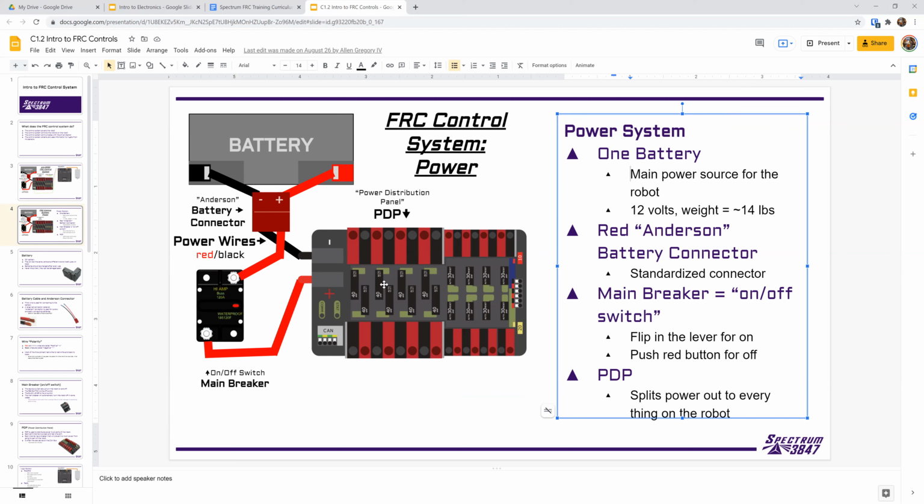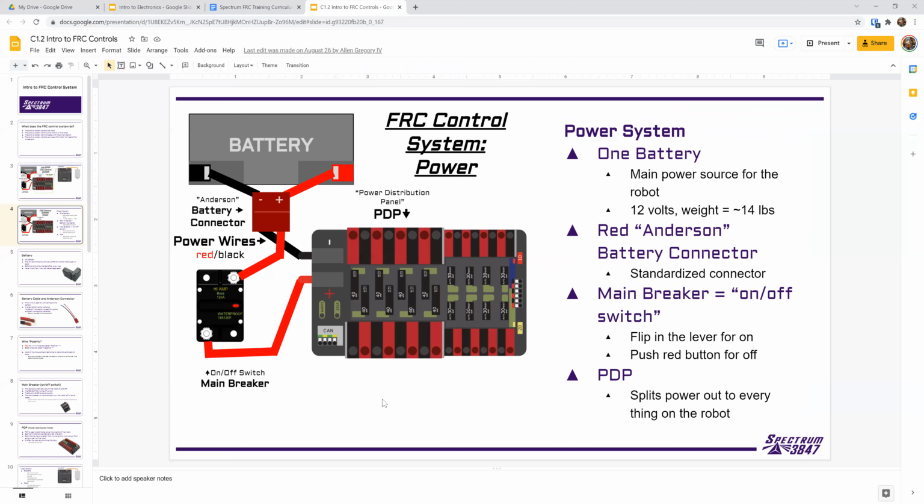And then there's the PDP here. The PDP stands for the power distribution panel. Basically you can see that there's a red and black pair all along the way here. One pair of red and black wires would go to motor controllers. So this splits out all the power to all the other things on the robot: motor controllers, the Limelight camera, everything else. And in fact, you can see there's tiny red and black ones down here, and that goes to the Robo Rio and the radio and some of the other control stuff. So the PDP is obviously very important to getting the power to everything else on the robot.